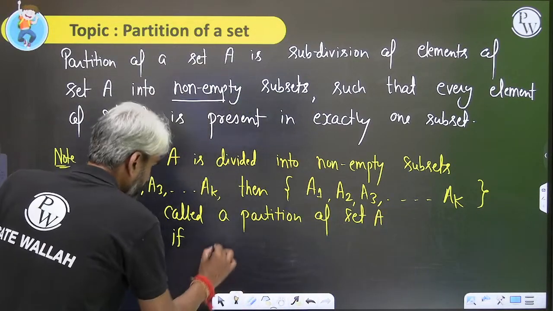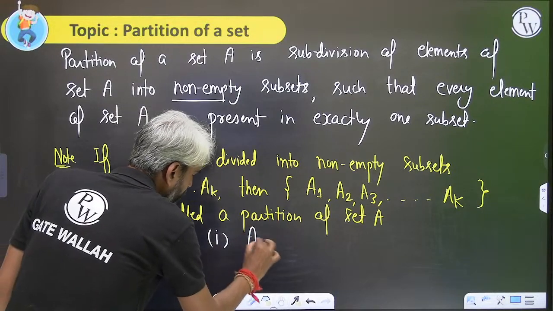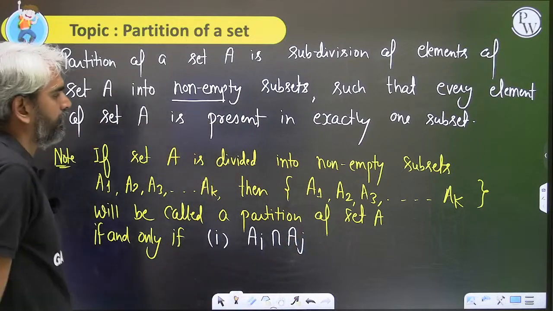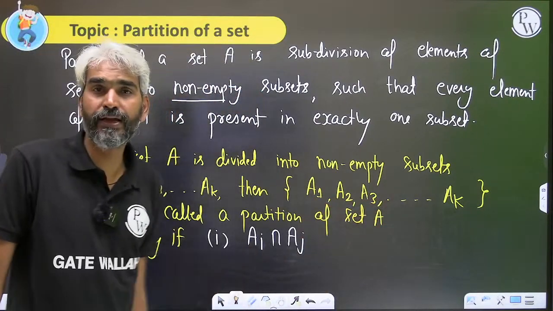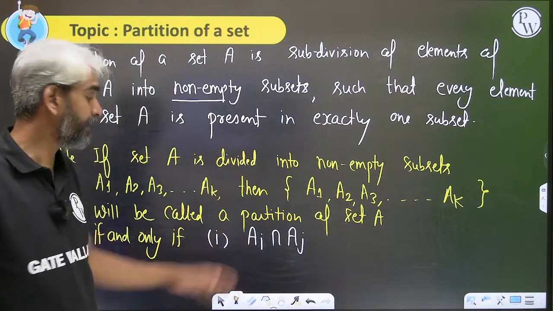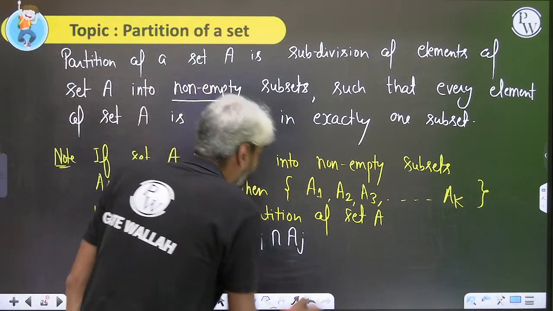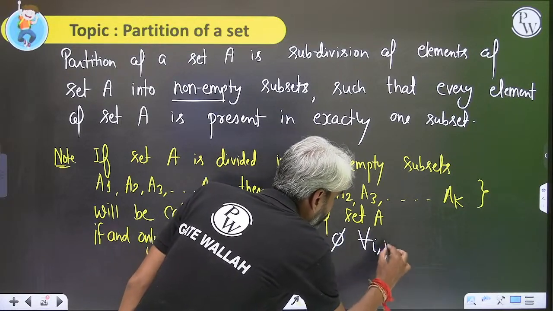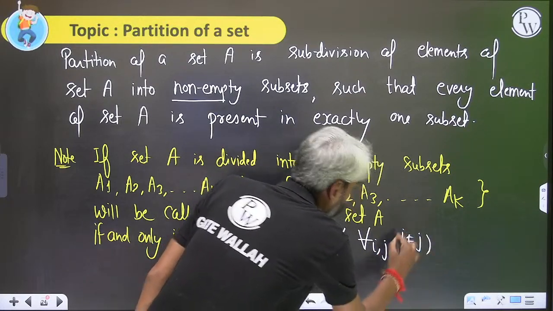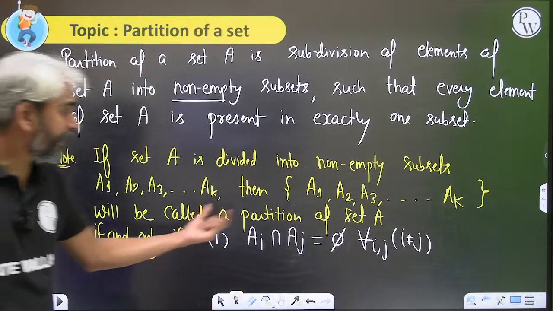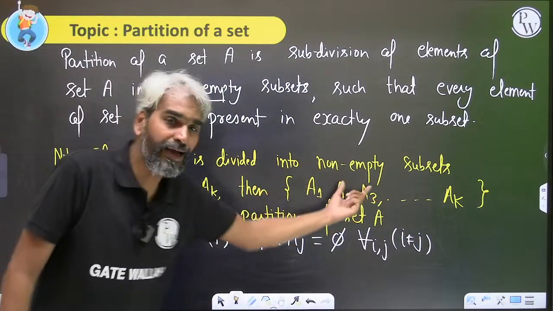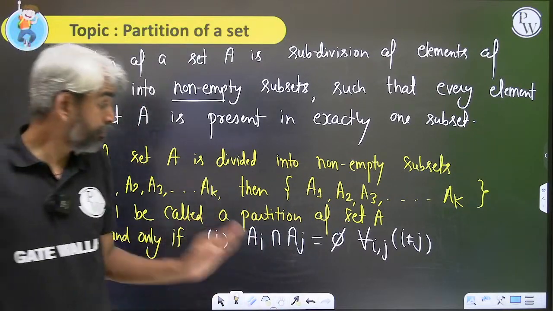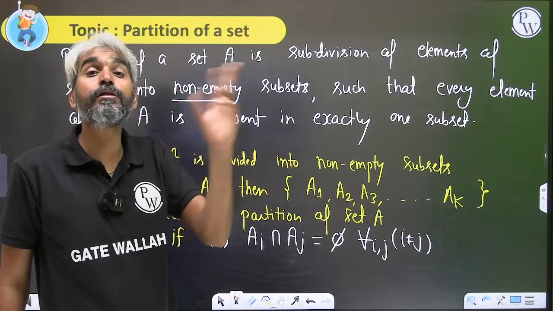First, the intersection of any two subsets among A1, A2, A3 up to AK. If you take any two subsets AI and AJ, then AI intersection AJ should be equal to phi for all I, J such that I is not equal to J. So if you take any two distinct subsets, then their intersection must be phi.